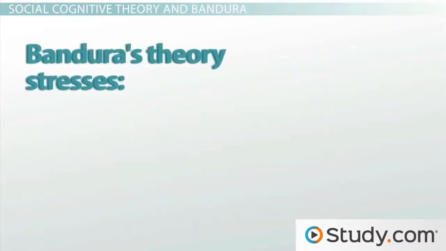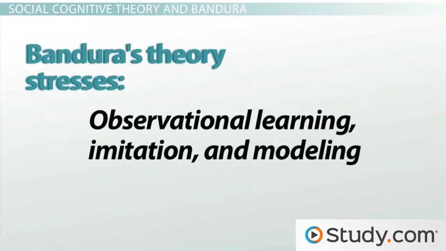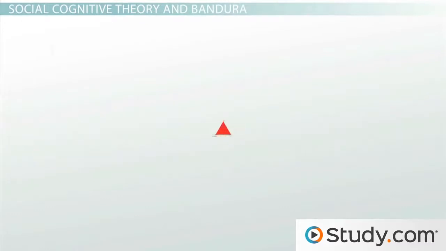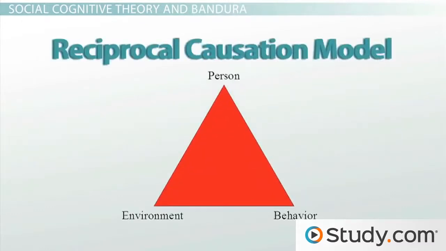Bandura's social learning theory stresses the importance of observational learning, imitation, and modeling. His theory integrates a continuous interaction between behaviors, personal factors, including cognition, and the environment, referred to as reciprocal causation model. However, Bandura does not suggest that the three factors in the triadic model make equal contributions to behavior. The influence of behavior, environment, and person depends on which factor is strongest at any particular moment.